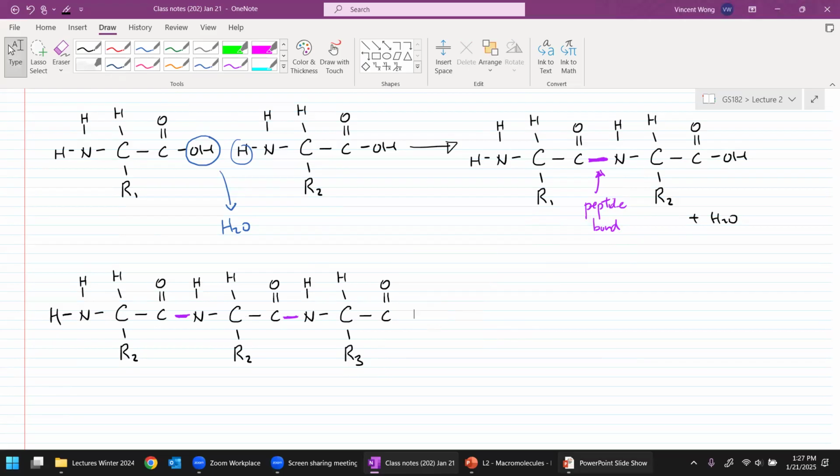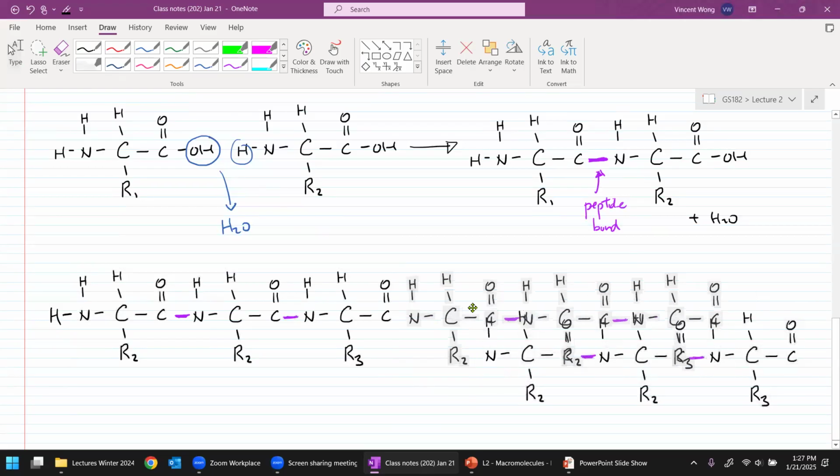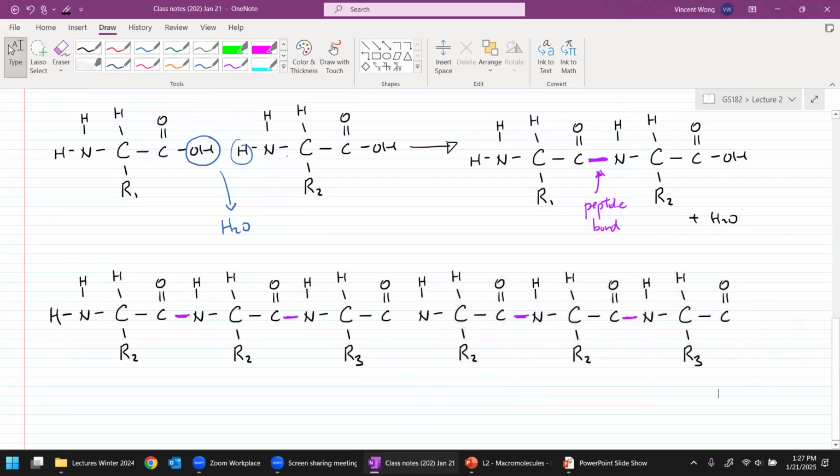Well, you guessed it. We can keep on doing this over and over again. We can keep on connecting more and more trains and make it longer, so to speak. So this would be like R1, R2, R3, R4, R5, R6, and then it can keep on going and going. Collectively, the whole thing is going to be your protein.